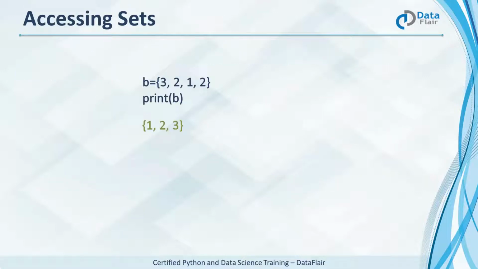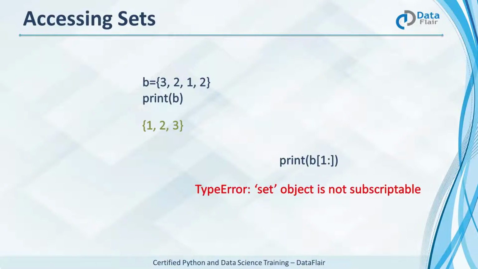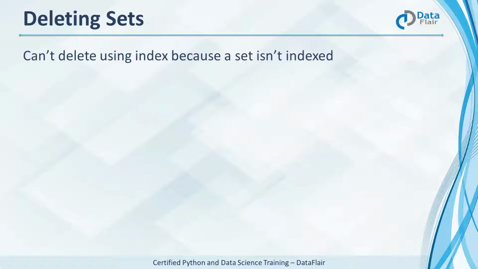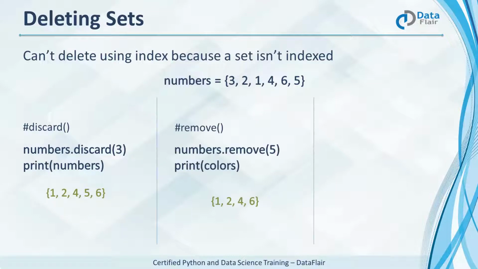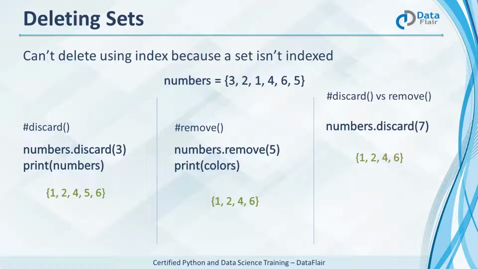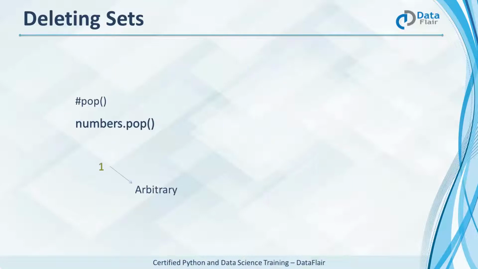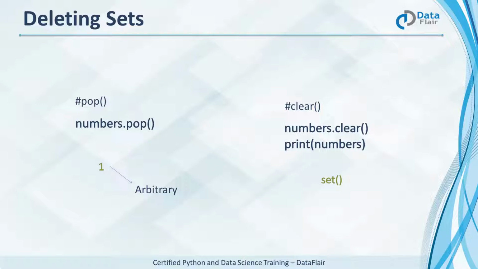If this is set B, we can either access it by its name or print it, but we cannot slice it this way. And because the set is not indexed, we cannot delete items using the indices. If this is set numbers, we can discard the value 3 and remove the value 5. But how are they different? This set does not have 7 now. If we discard 7, it does nothing. But if we remove 7, it raises a key error. We can also pop an arbitrary number and clear empties a set to give us an empty set.